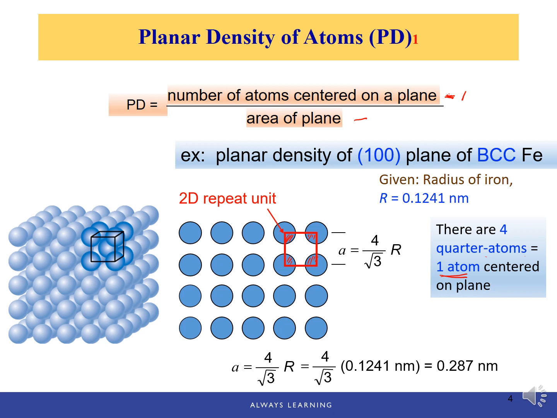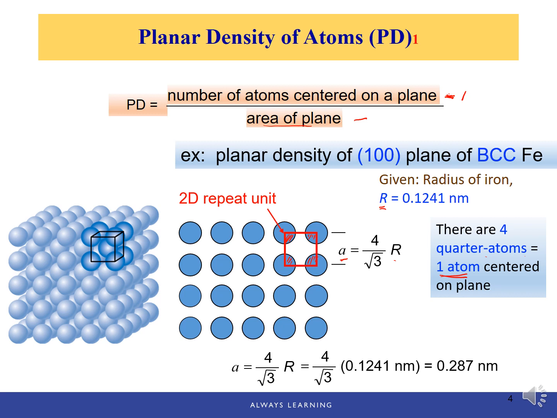And next, we need to get the area of the plane. It's a cube, or it's a square for this. It's a square for the 100 plane. Sorry, it's not a cube, it's a square. And the length of the side of the square is a, the lattice parameter. But we're not given a directly. We know R, the radius of the iron. So from there, we need to get to a. So we need to find a relation between a and R. That's a very important relation we need to know.